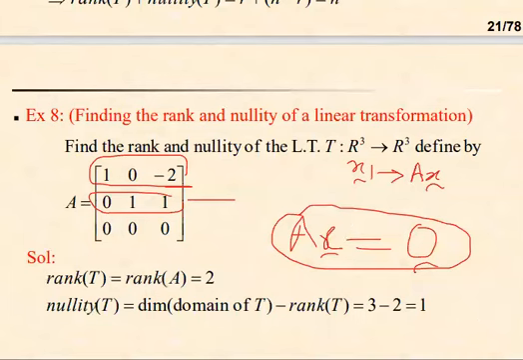When you find the solution, you get one base element, something like this. We don't have time to find it here. That's why nullity of T means the dimension of the kernel of T, right?